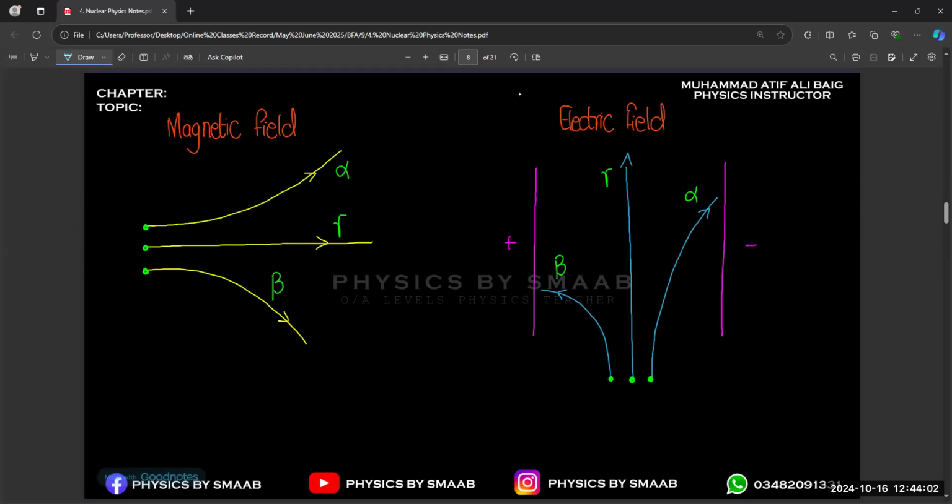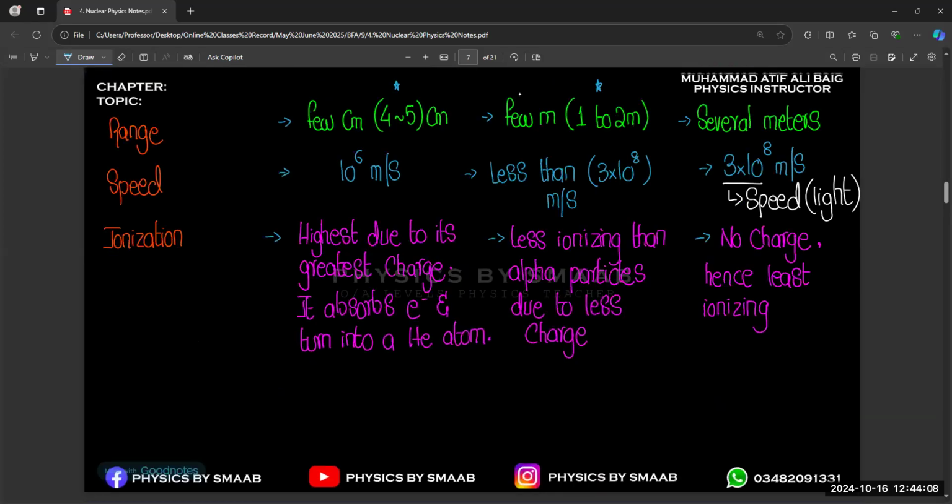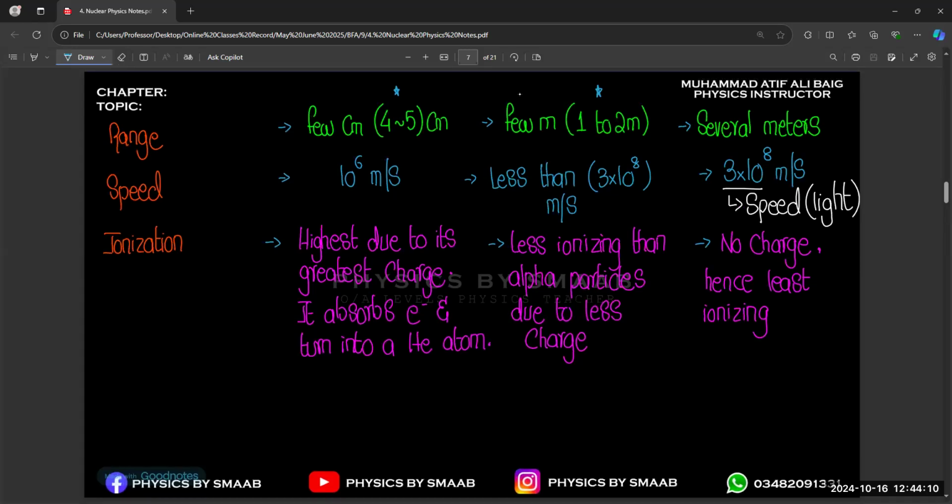Sir, in the range, what does it mean? What is it referring to by the word range? Range means how long radiation can travel. Let's suppose all of them started from zero, so alpha can only travel around 4 to 5 centimeters, then it will vanish. This is the range, the moving range of radiations, like alpha radiation, beta, and gamma.